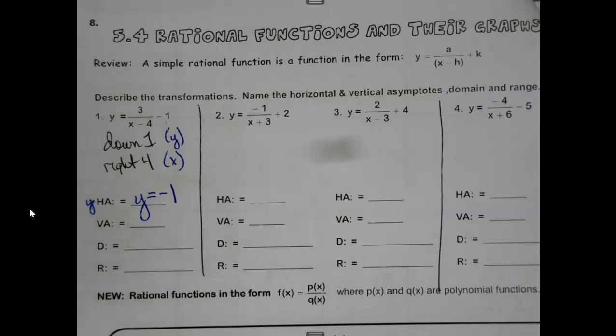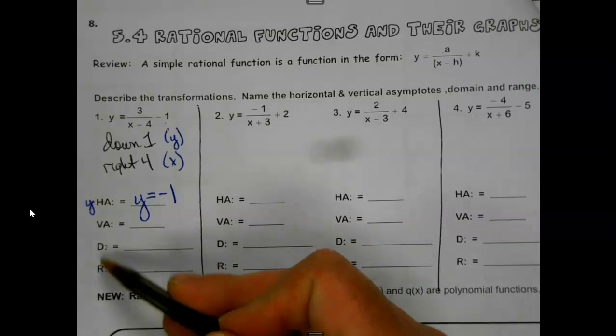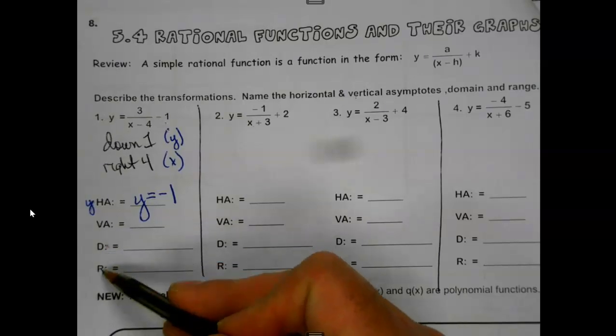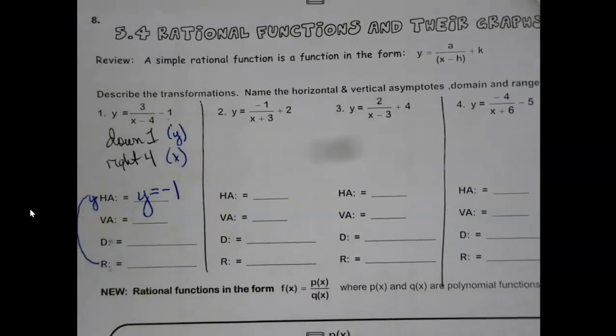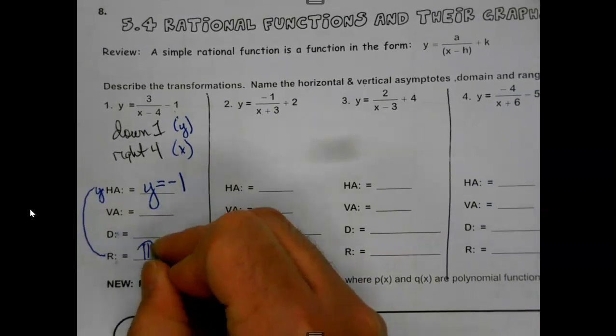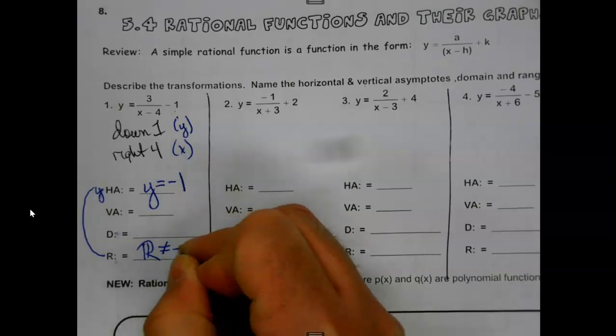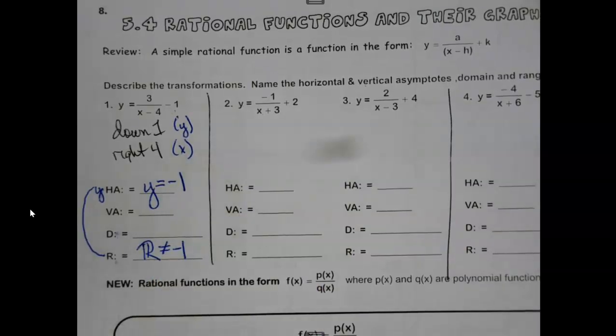So which one of these two is that going to be related to? Range. Horizontal asymptote and range. Be all reals not equal to -1. So we're going to have all these connectors. All these things with y go together, and then the same thing's going to happen with x.